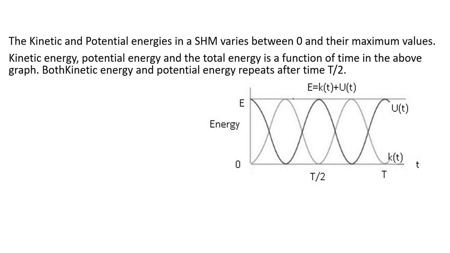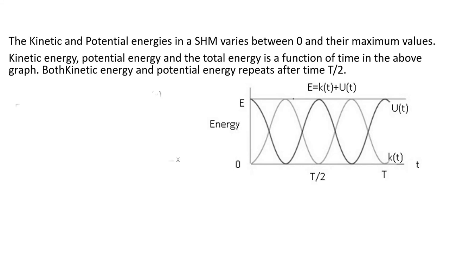If we are representing kinetic energy as a function of time, you can see a graph like this, but total energy will always remain the same, and both kinetic energy and potential energy repeat after a time T by 2. After a time T by 2 the same graph will be repeated. Okay, is it clear? So total energy we are showing by a straight line. Potential energy will be maximum at mean position, and kinetic energy will be minimum at the mean position. Here we are showing the graph of kinetic energy, potential energy and total energy as a function of time only, not as a function of displacement.